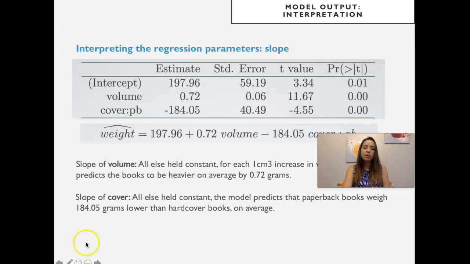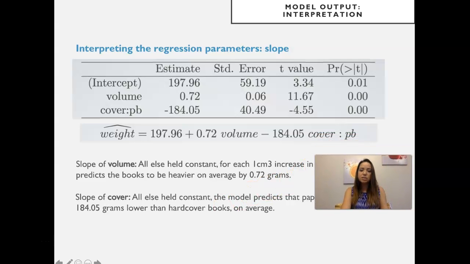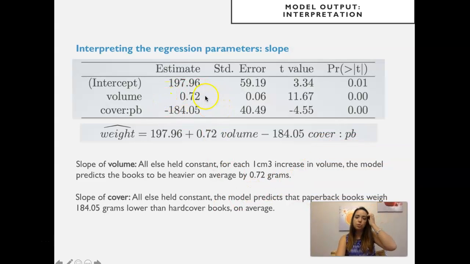Now, how do I interpret the slope for cover? All else held constant, the model predicts that paperback books weigh 184.05 grams lower than hardcover books on average, right? So that's how we would interpret these two parameters here.